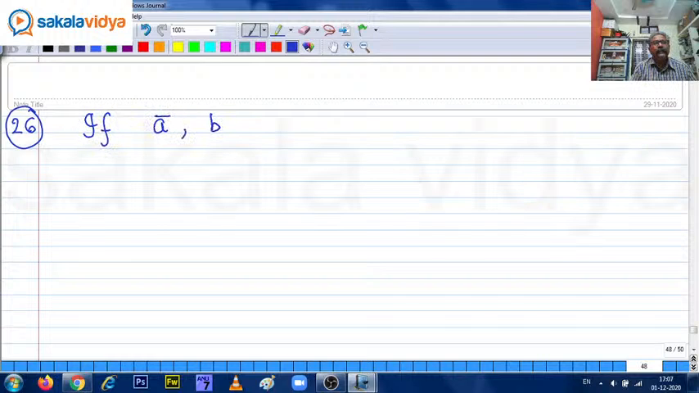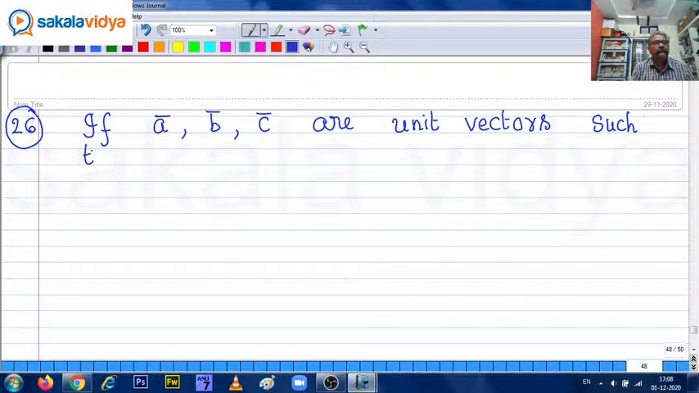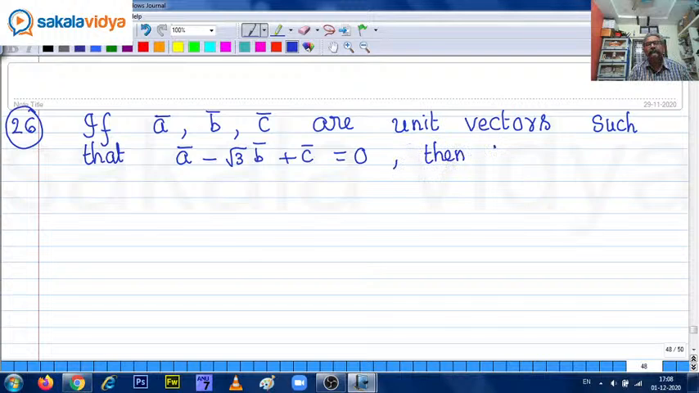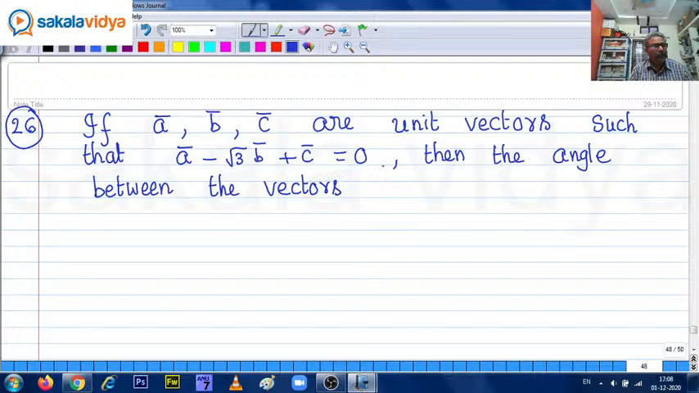If A bar, B bar, C bar are unit vectors such that A bar minus root 3 B bar plus C bar equals 0, then the angle between the vectors A bar and C bar is, this is the question.